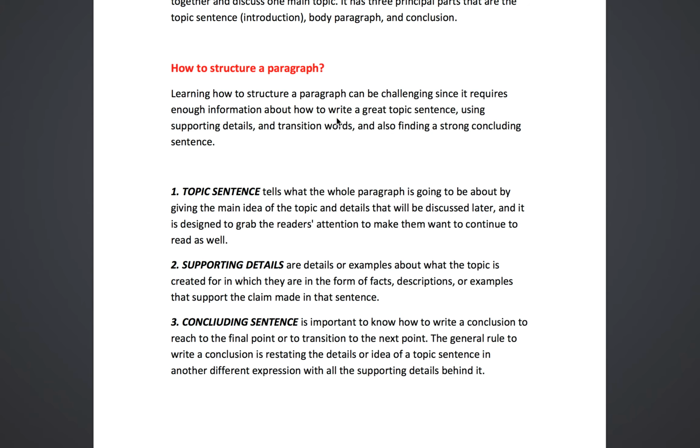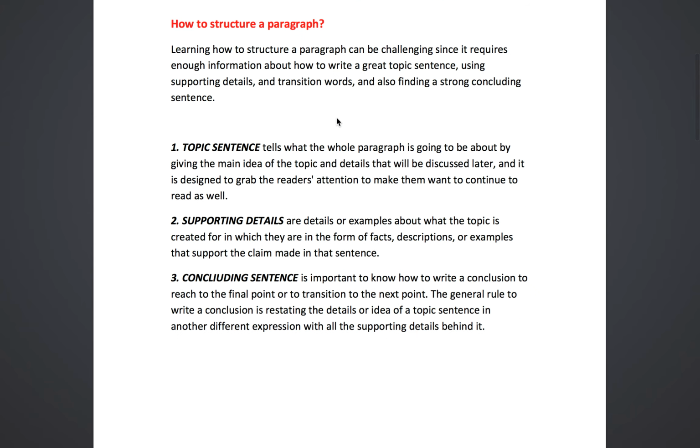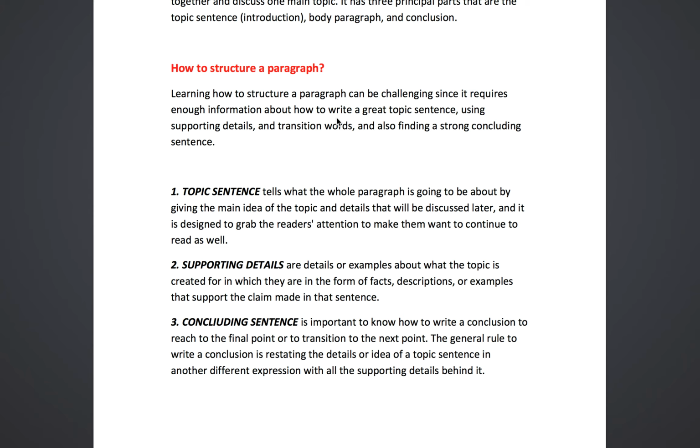First we are going to look at how to structure a paragraph, like what a paragraph contains, how we can write a good paragraph, and what structures we have to follow in order to write. First, as I said, we have to have more information about how to write complex, compound, or simple sentences, and how to use transitions and grammar tenses well.